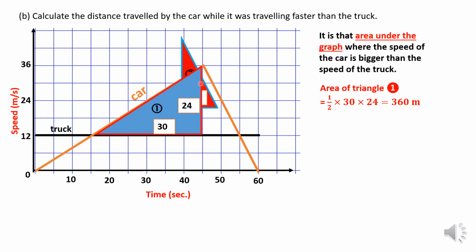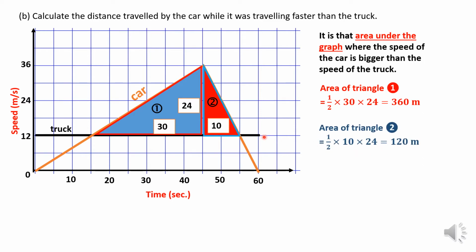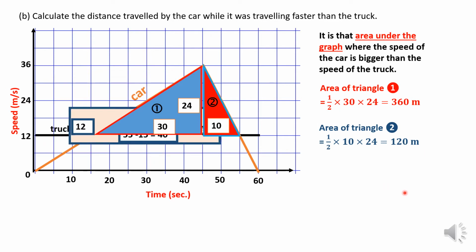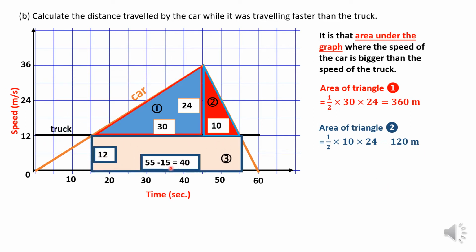Then I bring in the second one here. This is 10, obviously, because one little block represents 5 seconds, so this is going to be 10 seconds. That's why I have 10 here, but the height is still the same as 24, the other one. Then the third one is the area of the rectangle, and to find the length I got 55 minus 15, so I know that it's 40, and I know that the height there is 12, so multiply 12 by 40, that gives me the area of the rectangle, which is equal to 480.